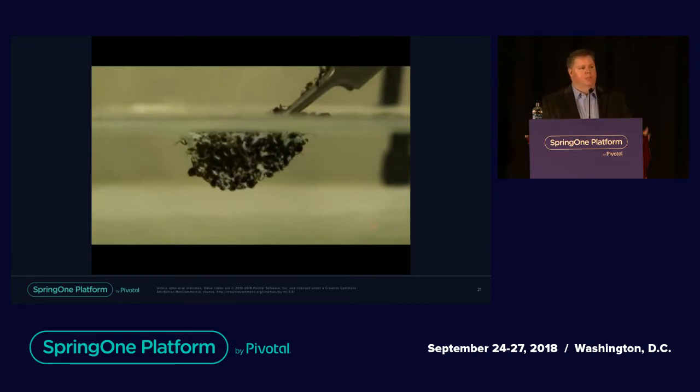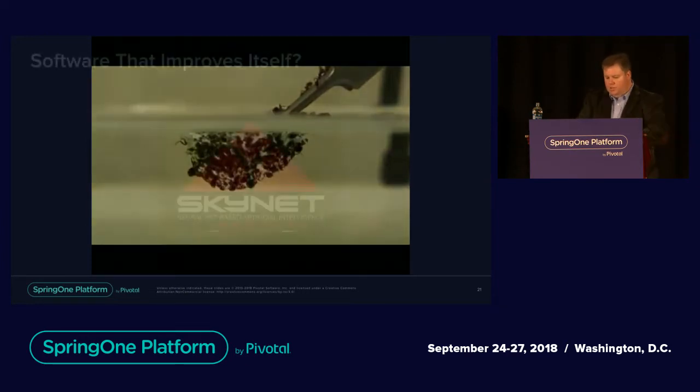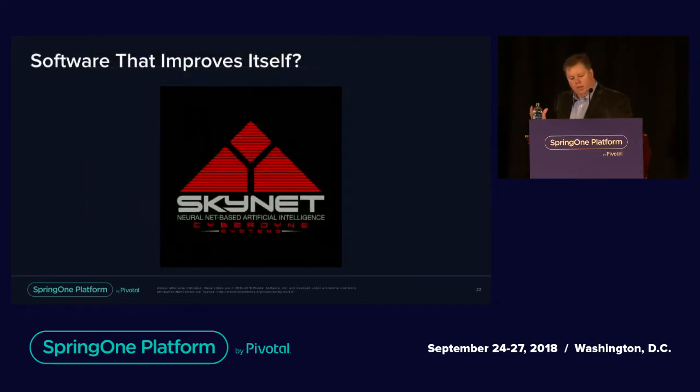It seems like we would have to create something that could see stress and make itself better, which sounds suspiciously like Skynet, but I think we're not ready for this just yet.